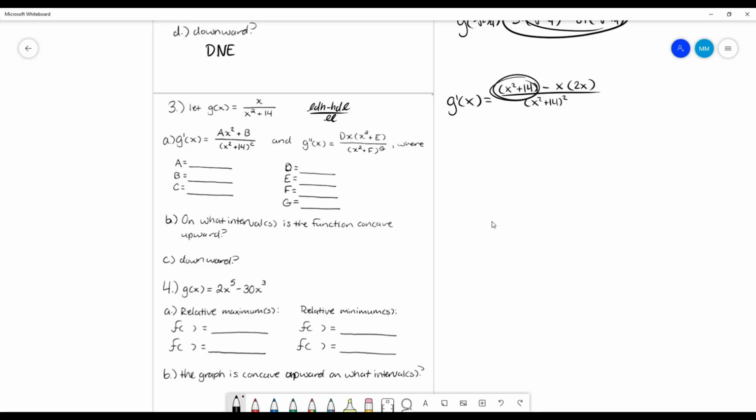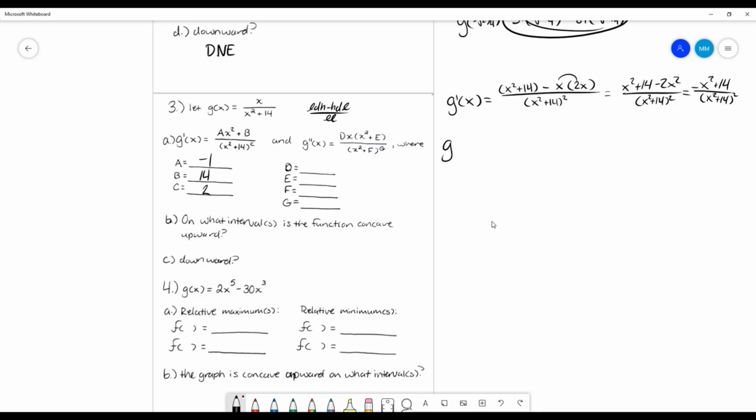Oh, there's nothing to distribute. Never mind. I thought there was a power up here. I misread it for a second. But we do want to distribute that. So it's going to be x squared plus 14 minus 2x squared, which is just combine like terms, negative x squared plus 14 over x squared plus 14 squared. Okay, so I see my a is a -1, b is 14, they've got x squared plus 14 to the power of c, c is 2.